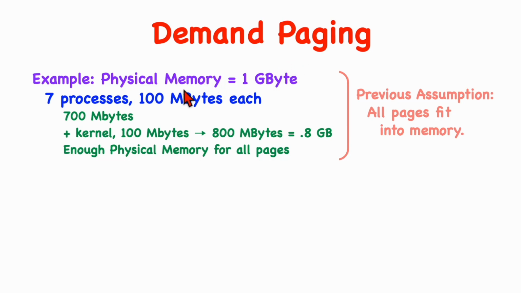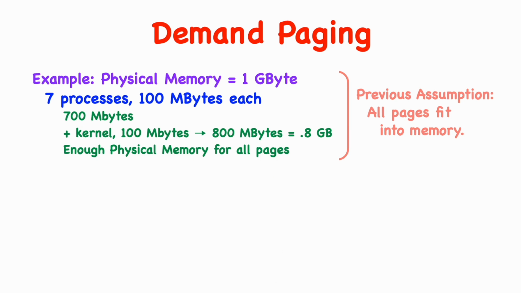Let's imagine that we've got a physical memory of 1 gigabyte. And at some instant of time, there are 7 user processes running. And to make the number simple, let's assume that each user process requires 100 megabytes. And for this example, let's assume that the kernel also requires exactly 100 megabytes. So with 7 processes of 100 megabytes each, plus the kernel, we'll need 800 megabytes of physical memory.